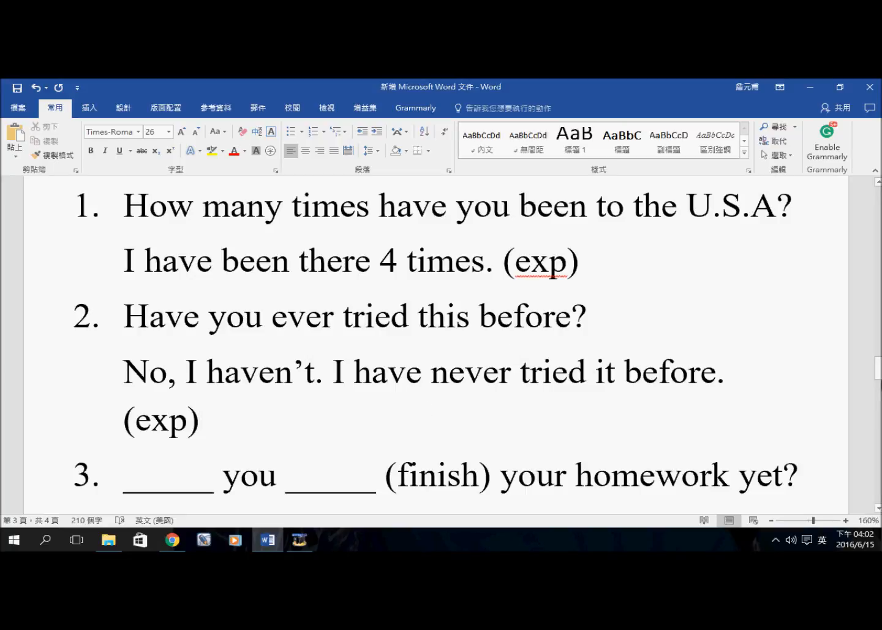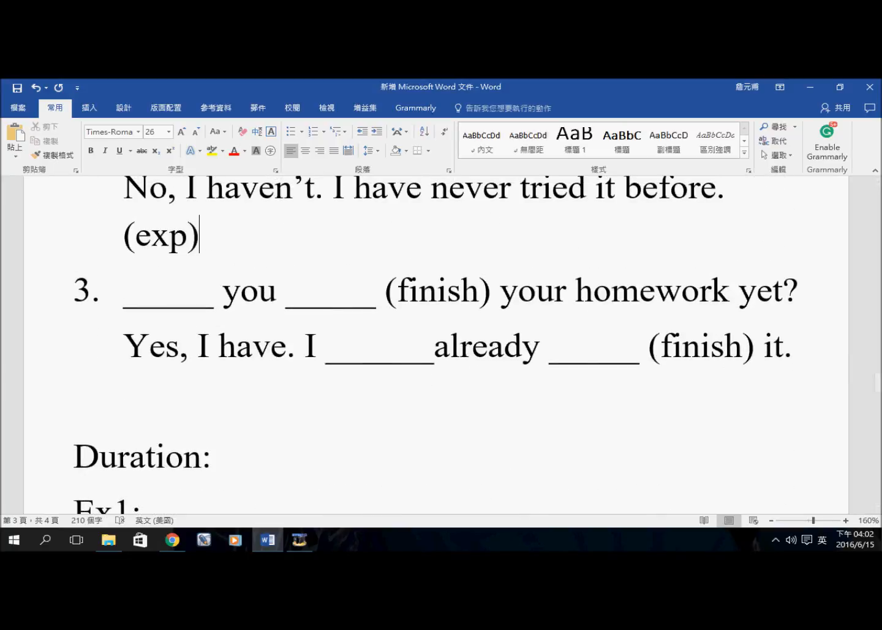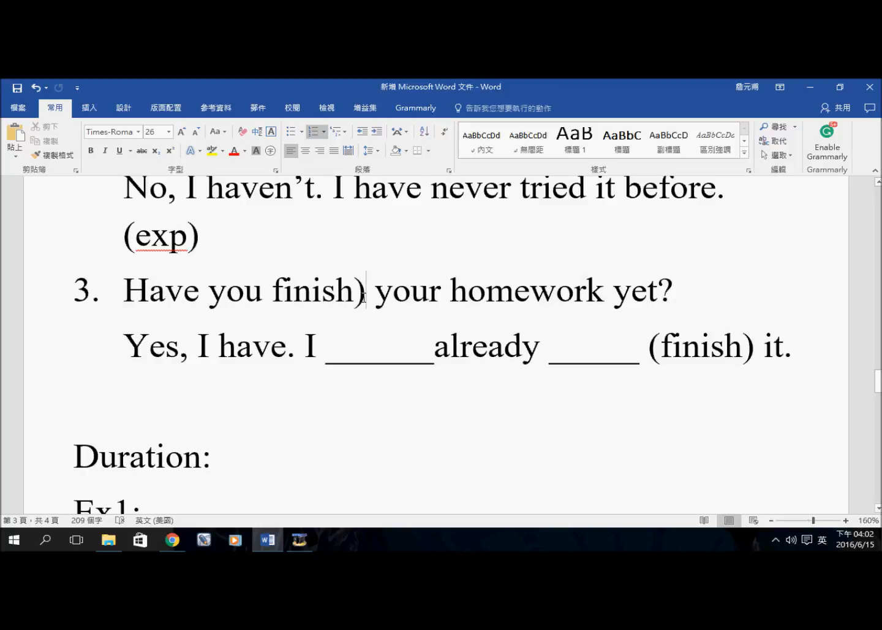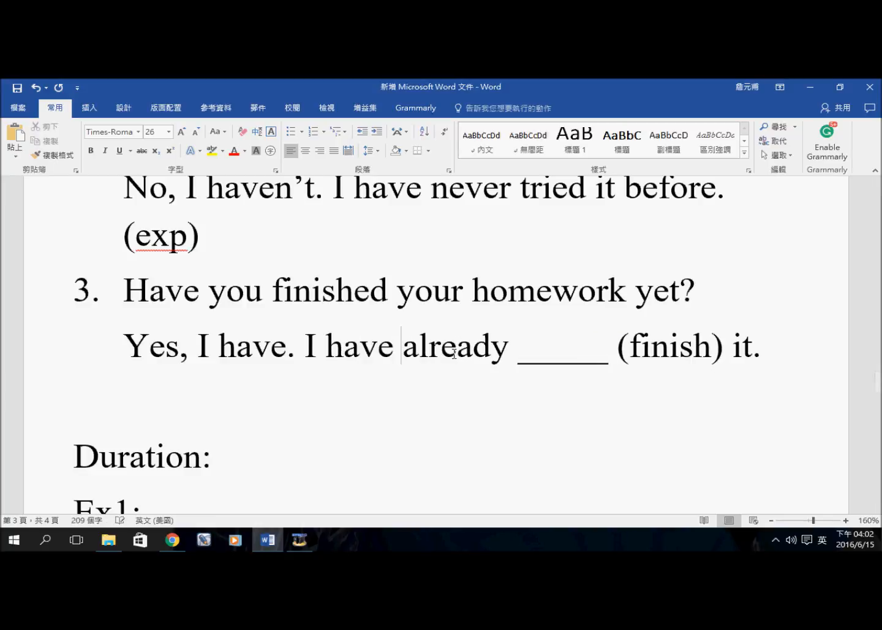Example number 3. We see the keyword yet. It's about completion. So again, no present perfect continuous. Present perfect tense only. Have you, regular verb finish, so -ed at the end. Have you finished your homework yet? Yes, I have. I have already finished it.